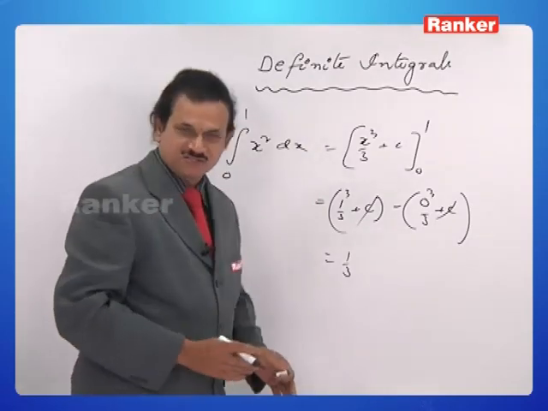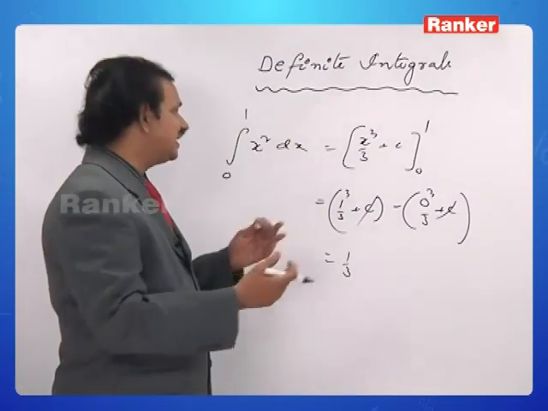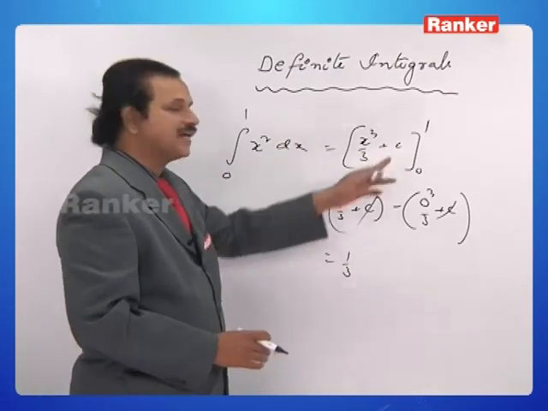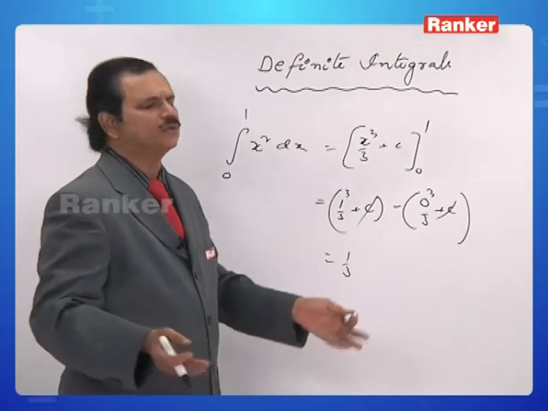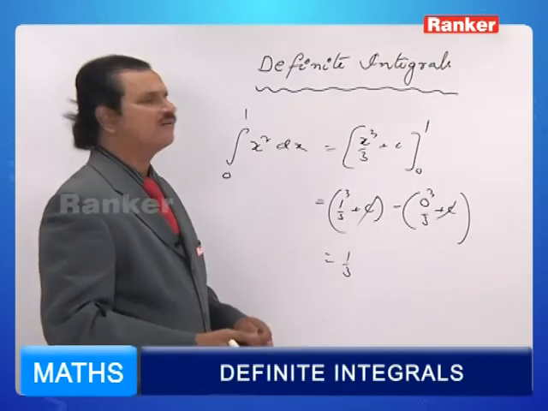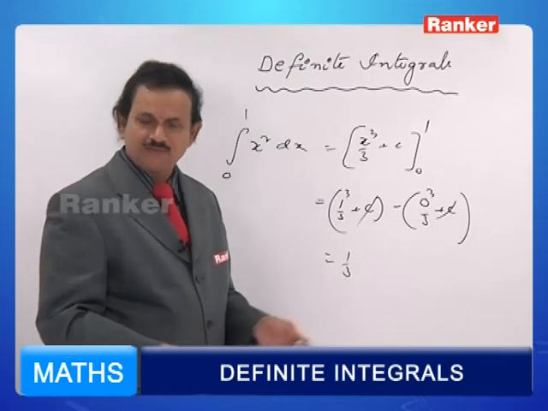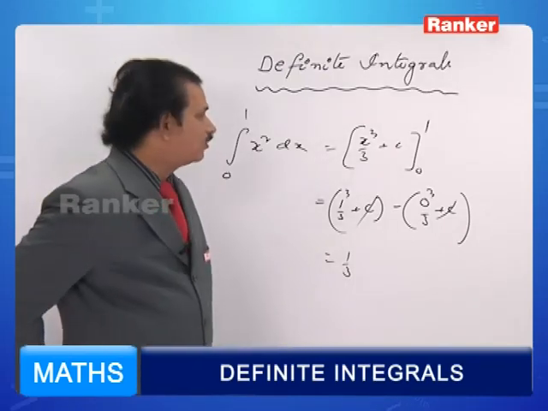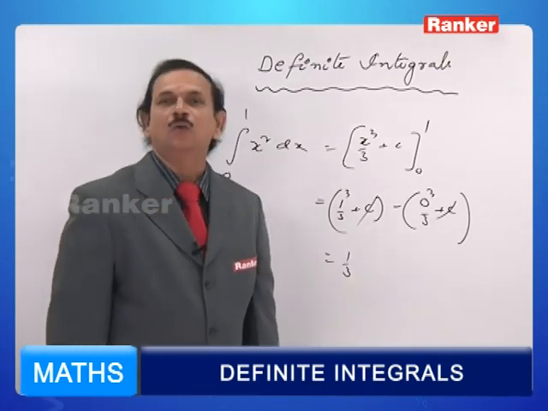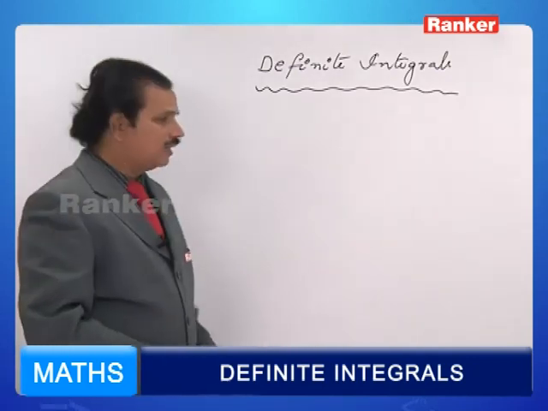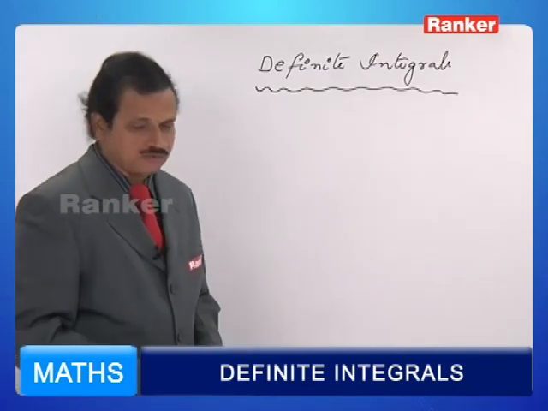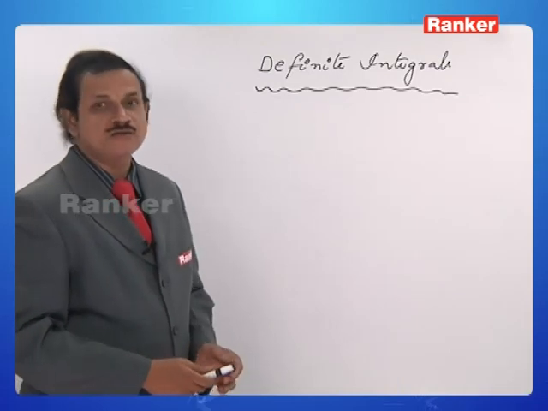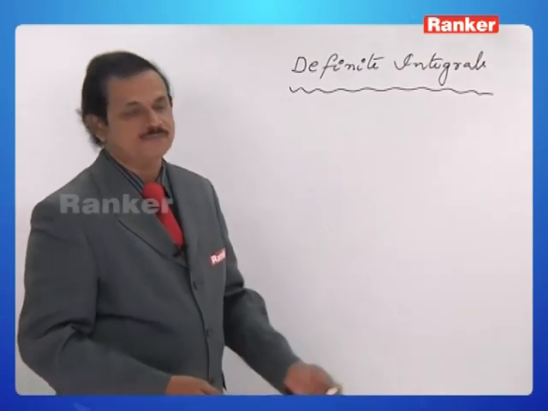Basing on this experience, hereafter, while calculating the definite integral, we just forget this c. We do not use that c, because automatically it will be cancelled, isn't it? Therefore, integral 0 to 1 of x square dx is 1 by 3. Another example. After looking at another example, we shall go to the theoretical part, or rather the standard results and formulae in this chapter.